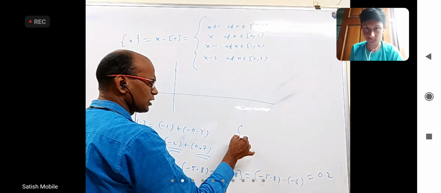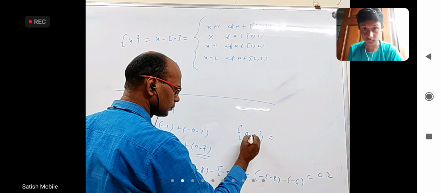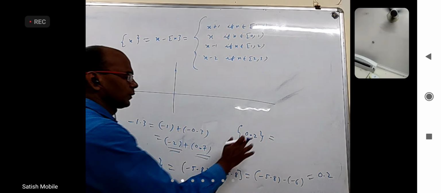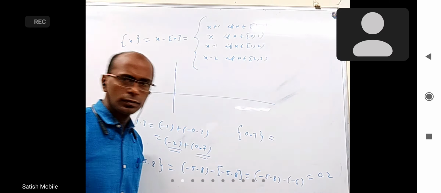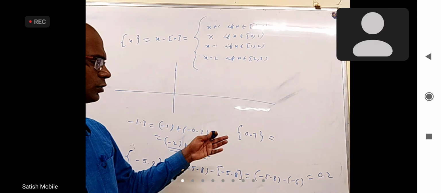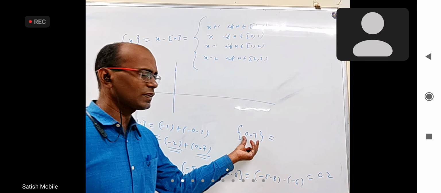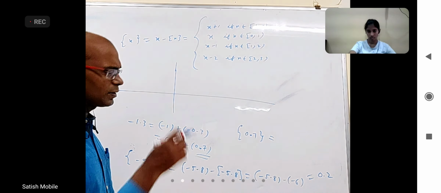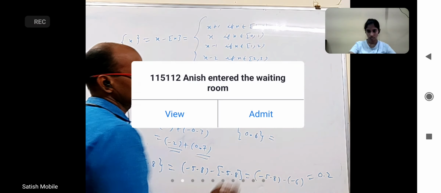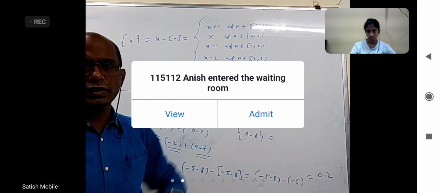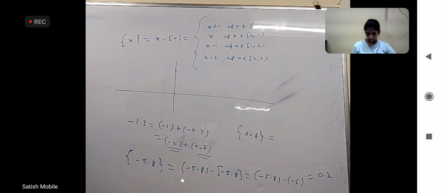What will the fractional part of 0.2 be? 0.2 only. What is the fractional part of 0.7? 0.7 only, right? Because that itself is a fraction. There is no integer part in it. Integer part is 0, fractional part is 0.7. So anything between 0 to 1, if I ask 0.6, what is the fractional part? 0.6 only. In fact, I said fractional part of x is x as long as x is between 0 to 1.